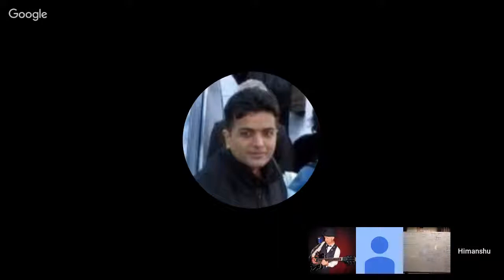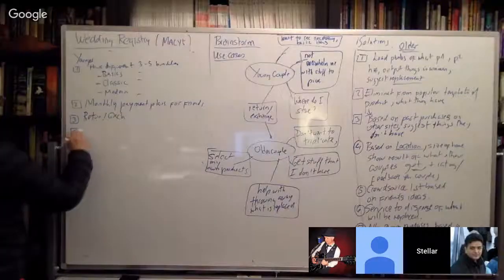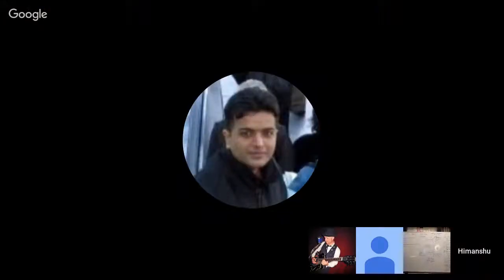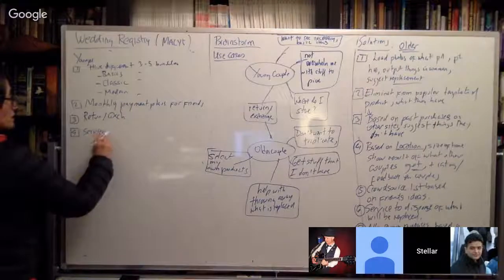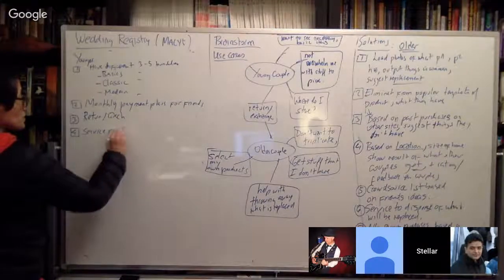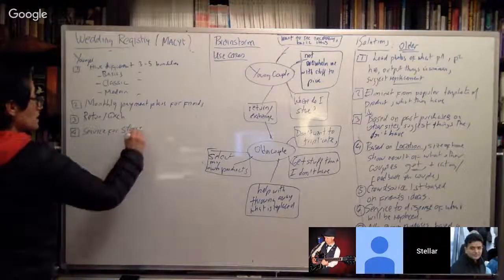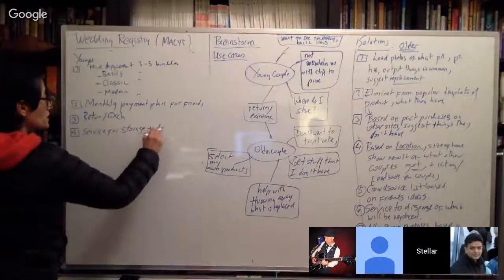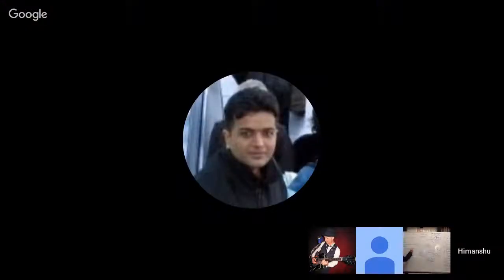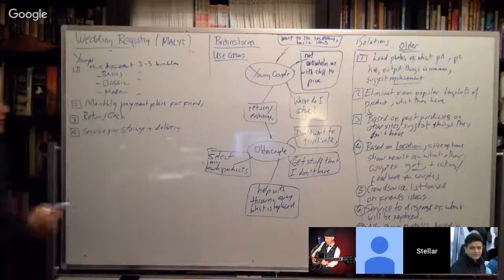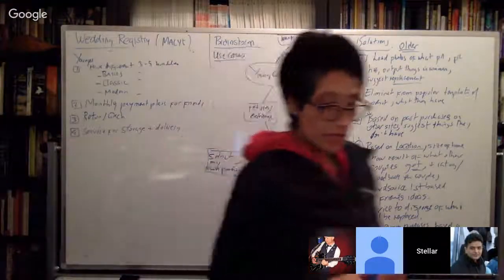So somehow, a service whereby Macy's can say, well, we'll deliver everything wherever you want, and we can even move it once if you want. I don't know, I'm just thinking out loud. Yeah, I was thinking about that too. A service for storage and delivery when they're ready. Okay, all right.